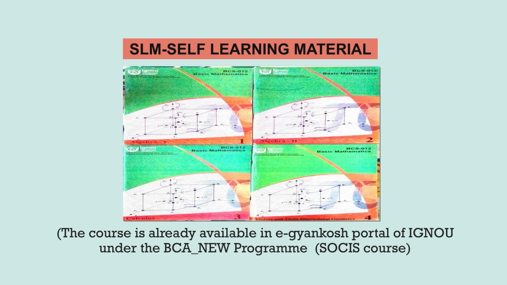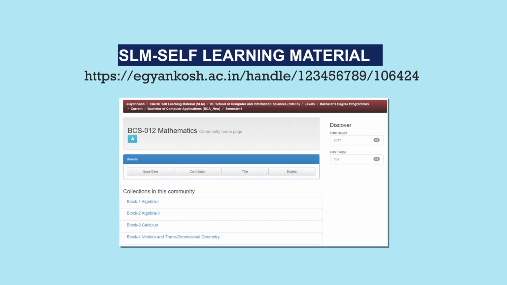Block 1 and block 2 are related to algebra, block 3 is related to calculus, and block 4 is about vectors and 3-dimensional geometry. And you can download the entire content from the eGyan Kosh. This is the handle from where you can download all the blocks of the course from the website of egyankosh.ac.in.